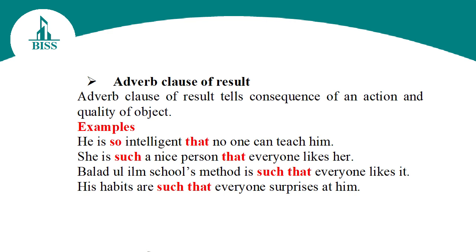It is the sixth kind of adverb clause. Adverb clause of result. An adverb clause of result tells the consequence of an action and the quality of an object. He is so intelligent that no one can teach him. She is such a nice person that everyone likes her. Balad ul Ilm School's method is such that everyone likes it. His habits are such that everyone is surprised at him.